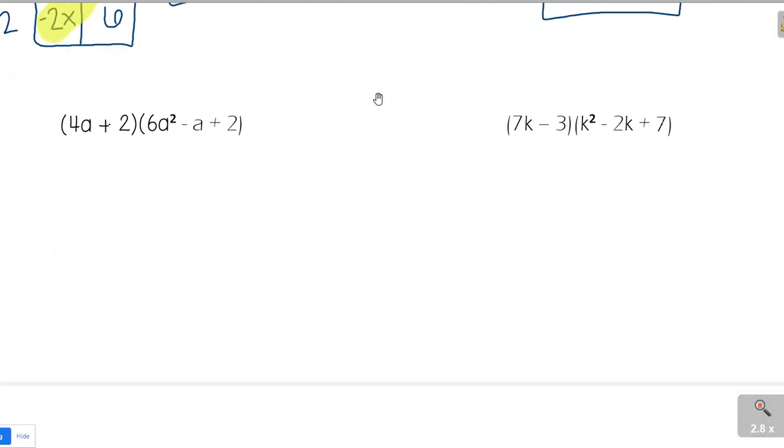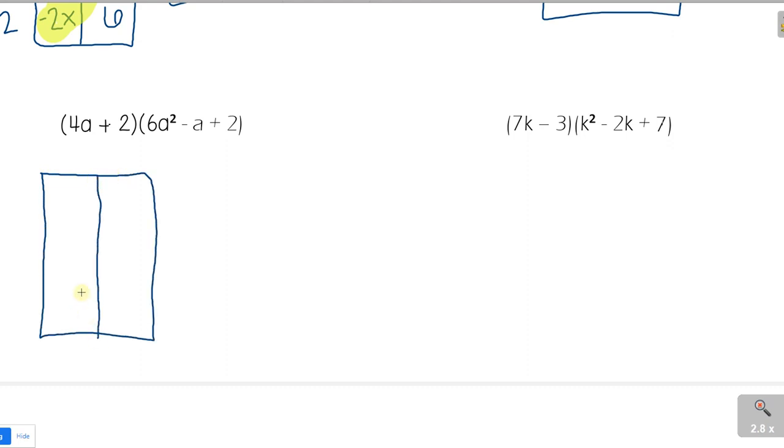Okay, these last two, we have a 2 by a 3. So for 2 by 3s, I like to use a box. It helps me visualize it. So a 2 by 3. So split that down the middle and then split this one by 3 sections. So 4a and then 2, 6a squared, and negative a plus 2.